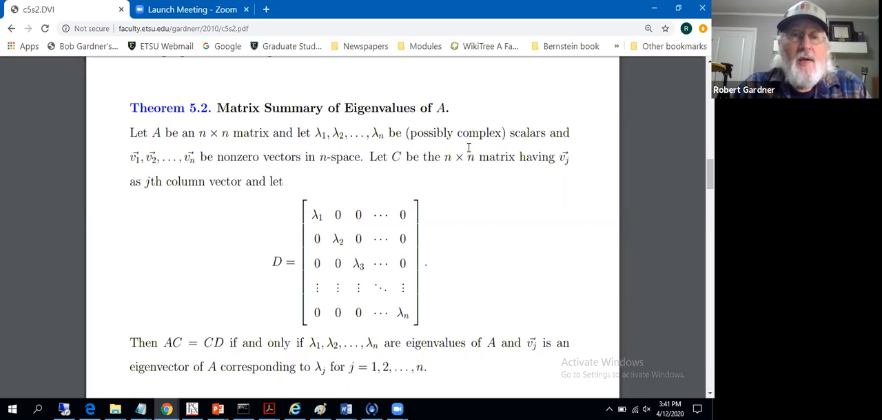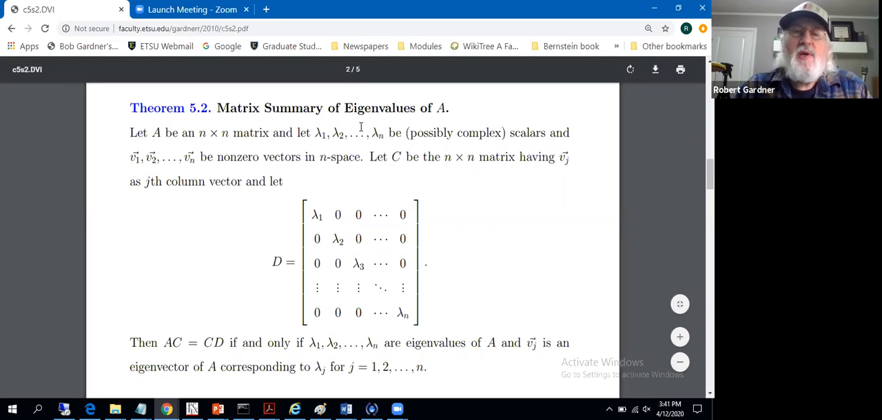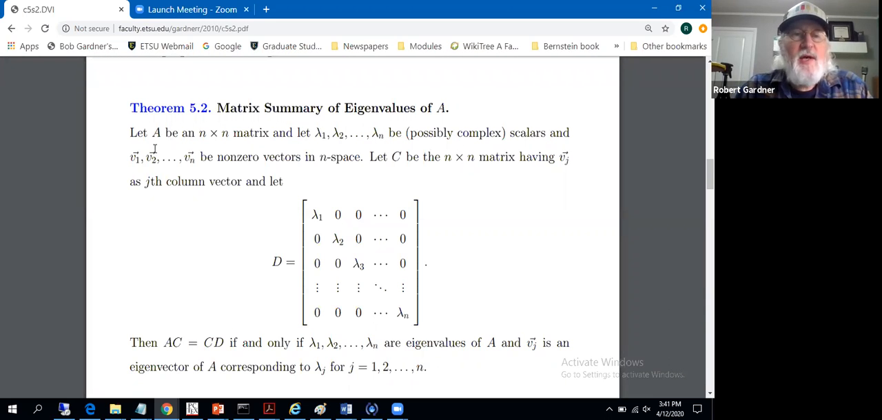So theorem 5.2, matrix summary of eigenvalues of a matrix A, says, let A be an n by n matrix. This diagonalization stuff is only a conversation we would have for square matrices, just like the conversation about eigenvalues and eigenvectors, and just like the conversation about determinants, because it turns out these things are based on each other. So only square matrices. A is a square matrix, an n by n matrix. Let lambda 1 through lambda n be the eigenvalues of that matrix. Excuse me, let them be values.